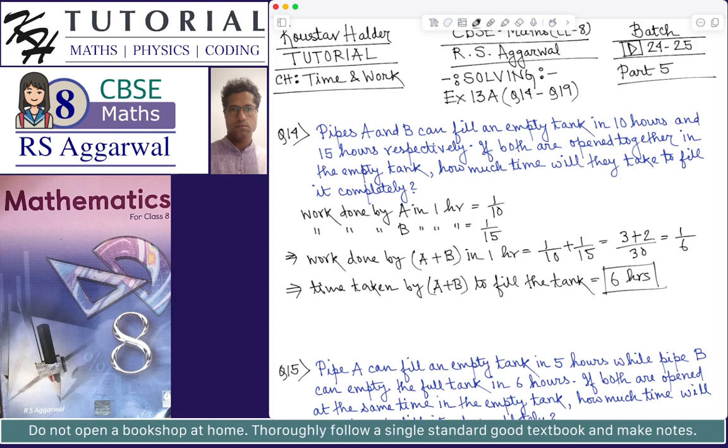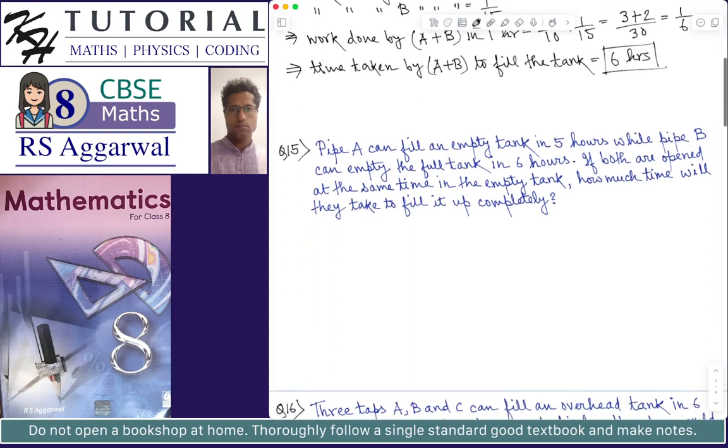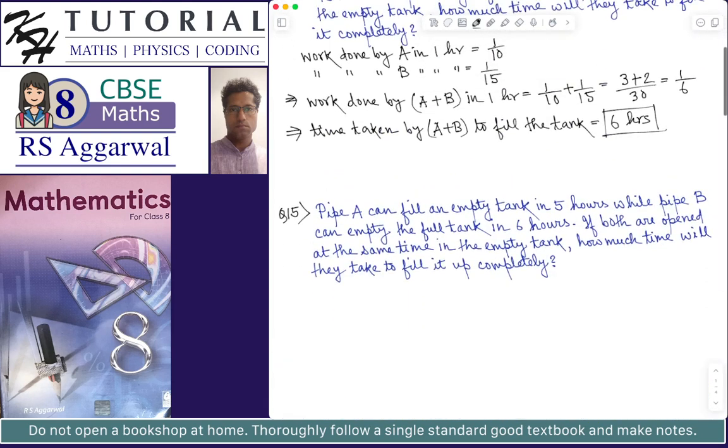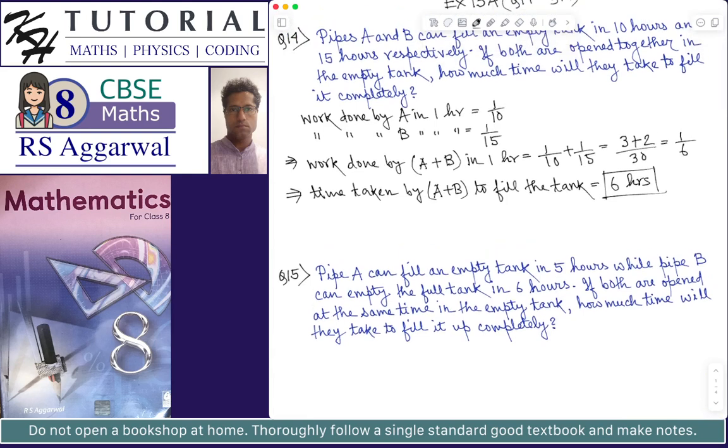While I am solving the problem, let me also quickly check whether my answers are coming correctly or not. So 6 hours is the correct answer. Okay. Next problem. While I am solving the problem, you can pause the video and take a screenshot of the solution if you think it will help you.